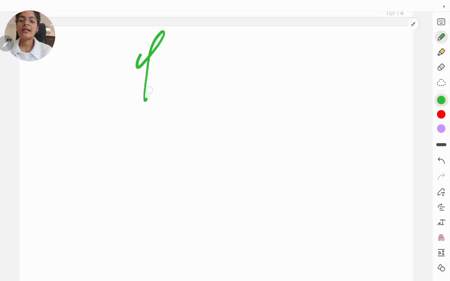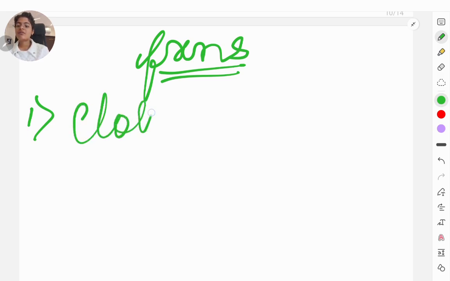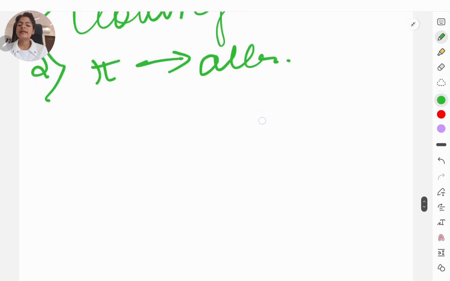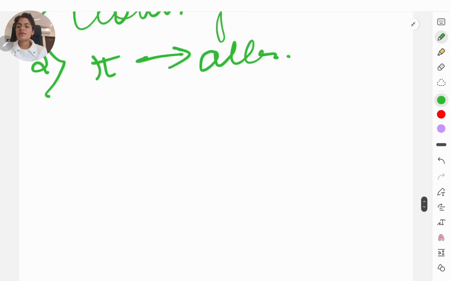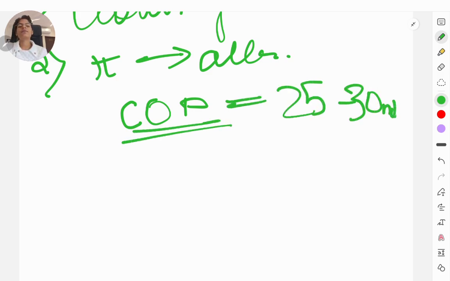Now first let's understand the functions of the plasma protein. First of all, fibrinogen and prothrombin are important for the clotting of the blood. Secondly, osmotic pressure is being contributed by albumin. Do you know what the colloidal osmotic pressure is inside the capillary? It is 25 to 30 mm of Hg.